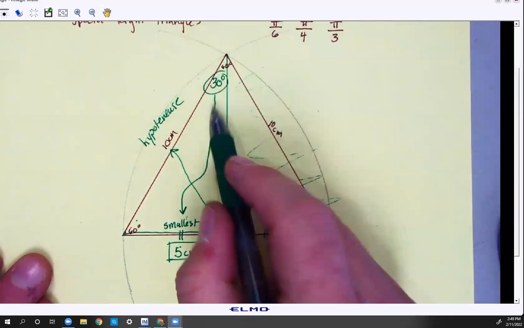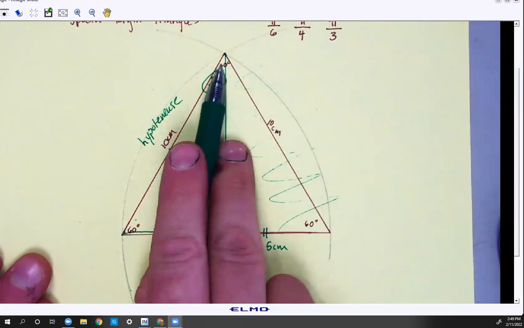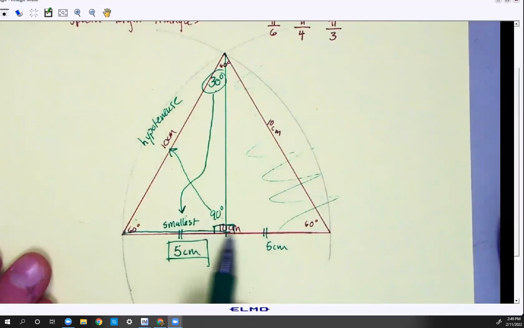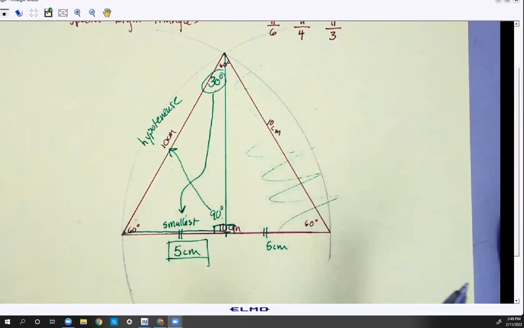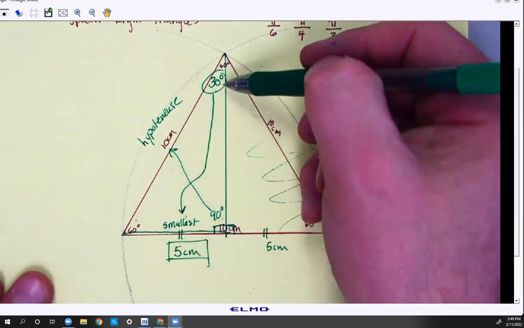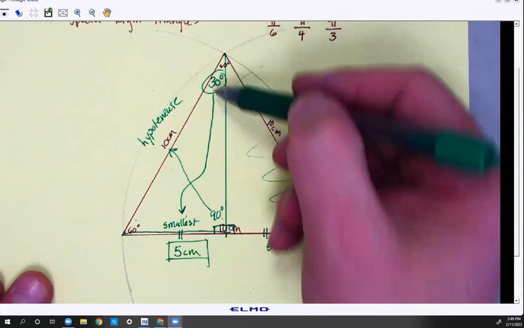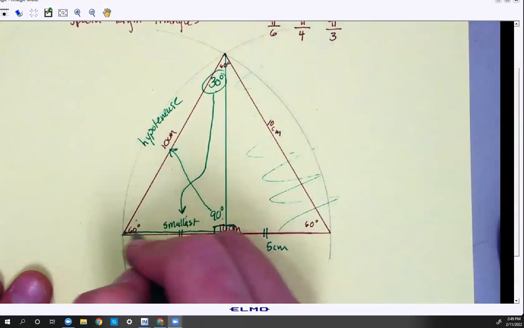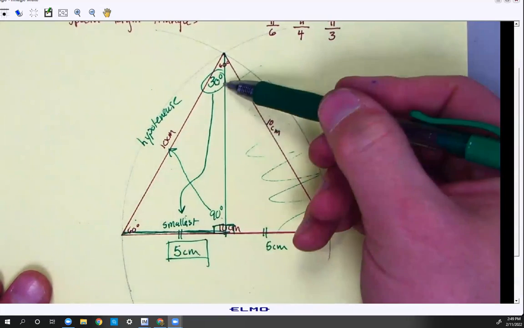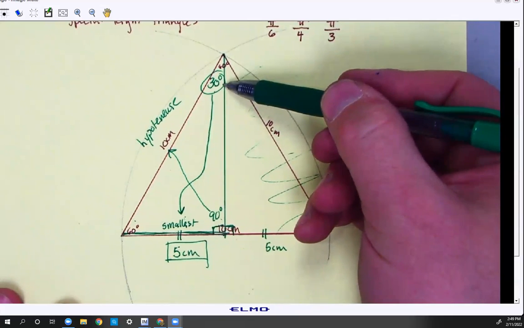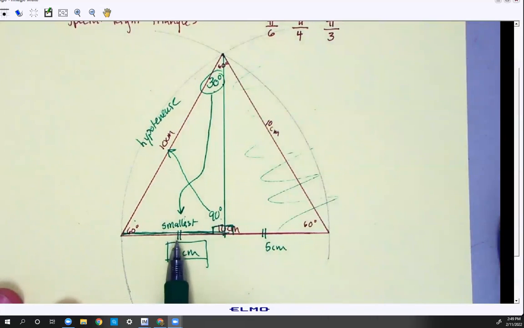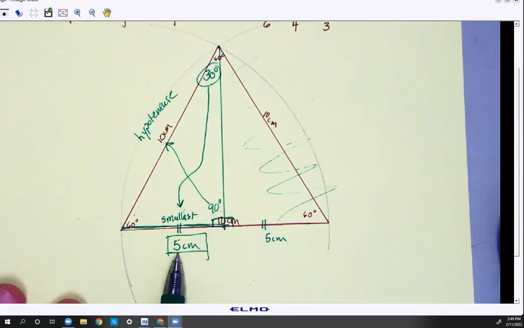If you made this angle a little larger, say 60 degrees, then it makes the side opposite of it a little longer. So this 30 degrees controls our smallest side. Our smallest angle in this triangle is now 30 degrees. So our smallest side is down here. And you'll notice that our smallest side is a half of the hypotenuse.